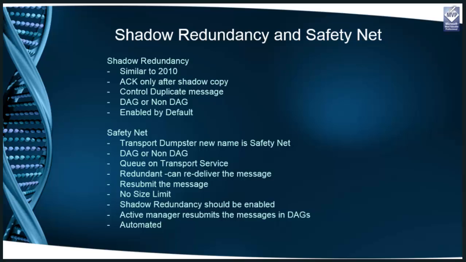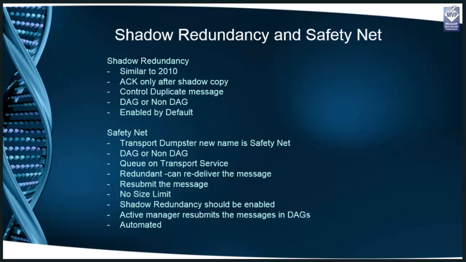So shadow redundancy works for both DAG and non-DAG. For DAG, it's the same. DAG is a boundary, and for non-DAG, Active Directory site is a boundary. By default, shadow redundancy is enabled, so we are good. Let's talk about safety net. Safety net creates the queue on the transport service. So you will see some queues, but it's created by safety net.